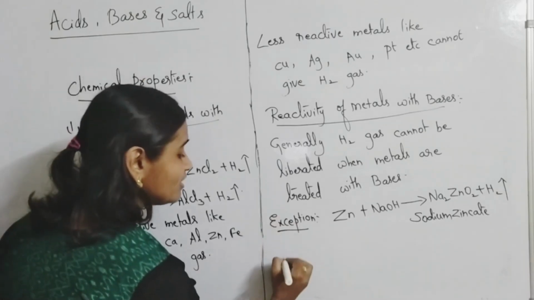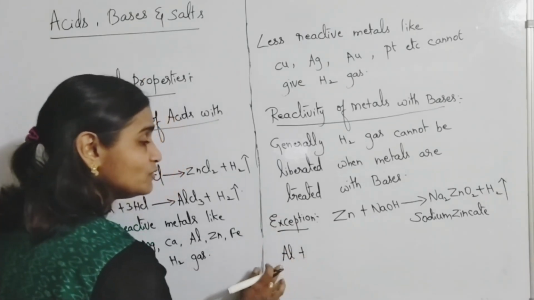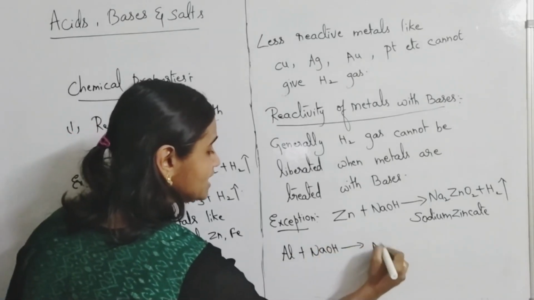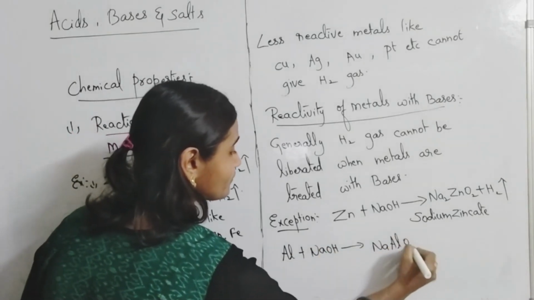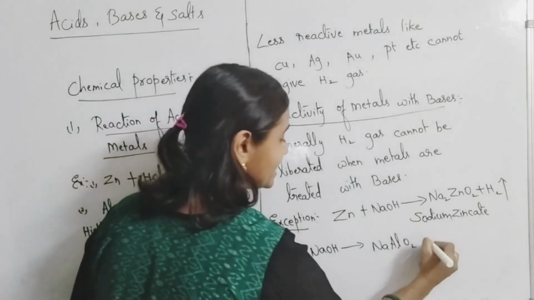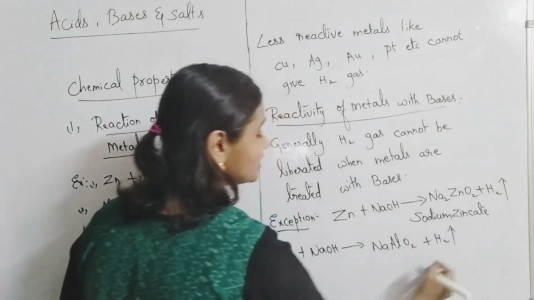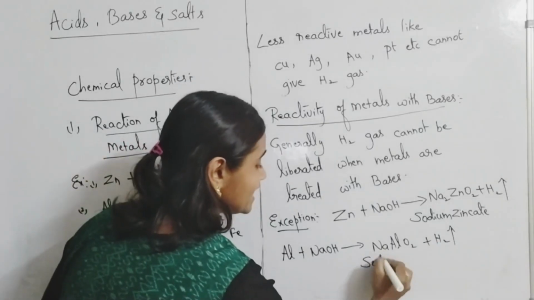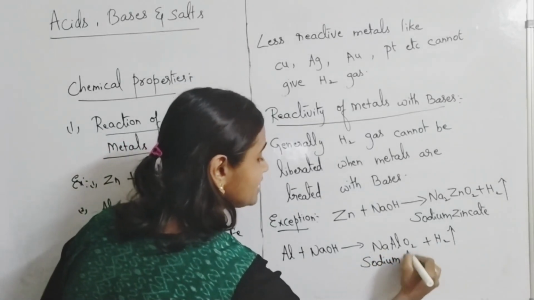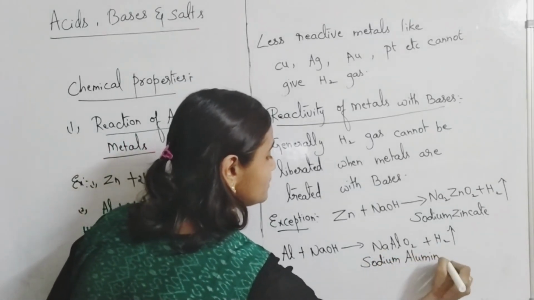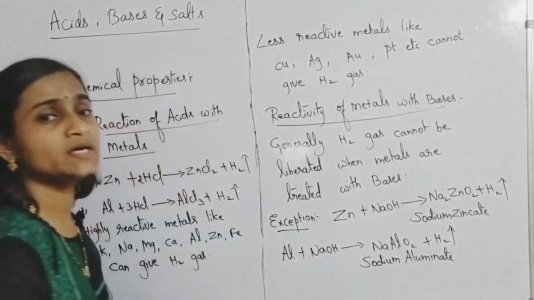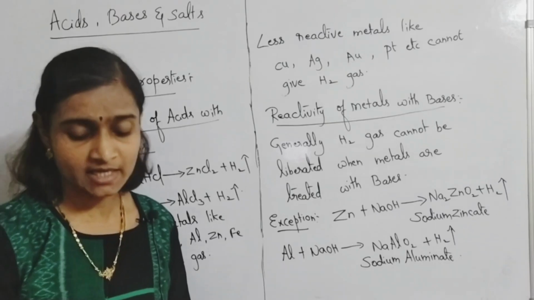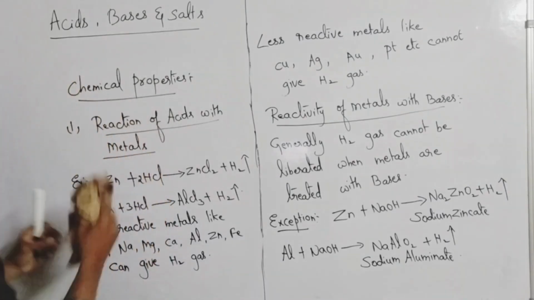Same like that, you can even expect this with aluminium as well. Aluminium plus NaOH gives rise to NaAlO2, which is called sodium aluminate, and you can observe the formation of hydrogen gas also. So this sodium zincate and sodium aluminate, okay now, are what? Amphoteric in nature. You write that as a note point.